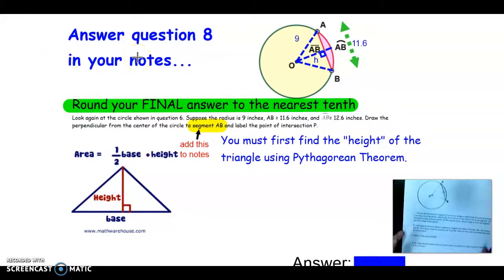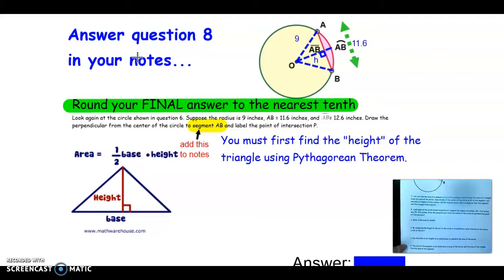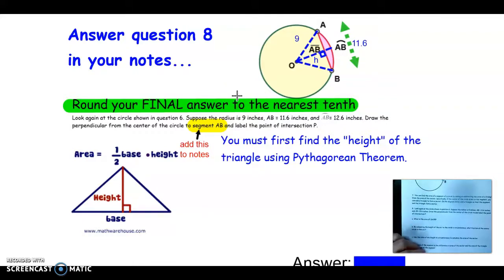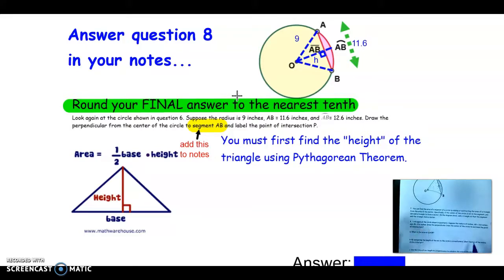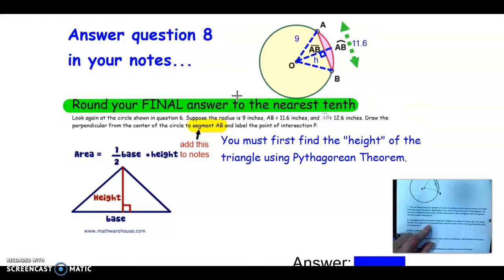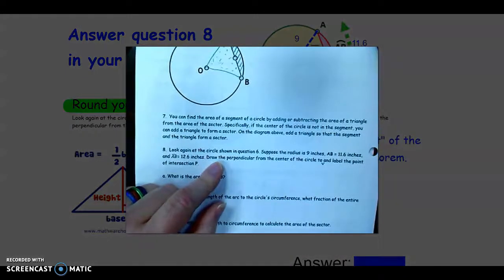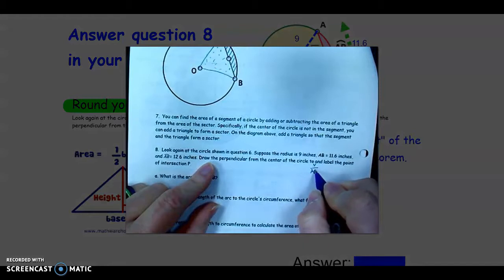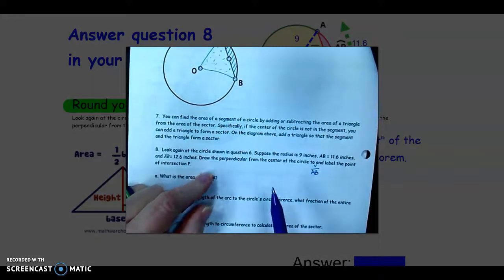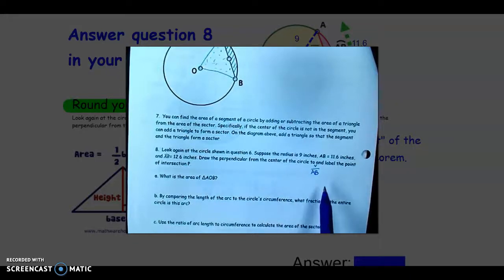Okay, so question 8, you'll see, has 4 different parts. We're going to go through all of these parts in order to find the area of the segment. We're going to round our final answer to the nearest tenth. So you're not going to round any of your answers until you get to the very end of the process. Now, on your notes, you do need to add a little part here. It says draw the perpendicular from the center of the circle to, and then it doesn't say what to draw it to. So right here in your notes, if you put segment AB, that will help a lot. Okay, so we're going to draw the perpendicular from the center of the circle to segment AB.